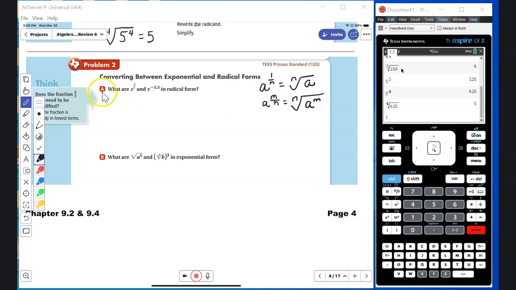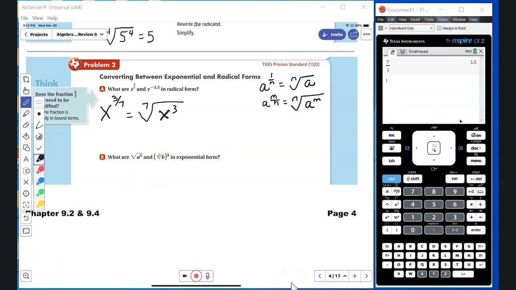So for example, a, we have x to the power 3 divided by 7, right? So 7 is the root. We have x, and x is going to be raised to the 3rd power.